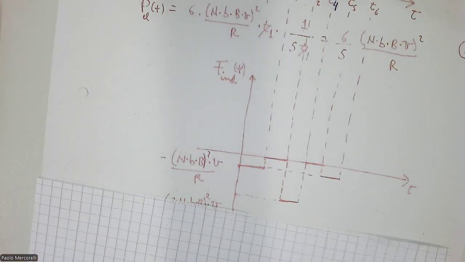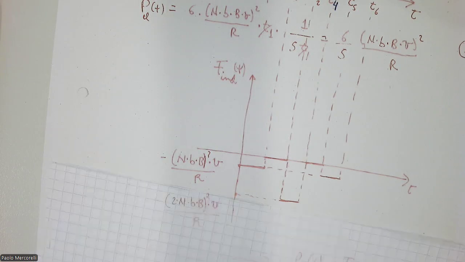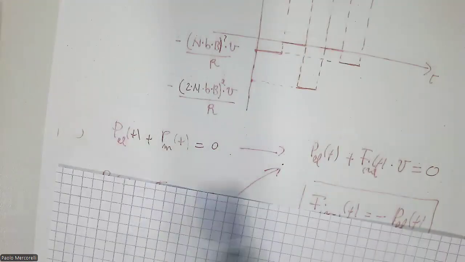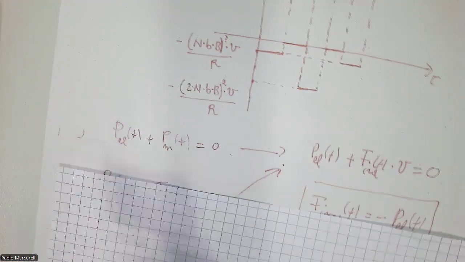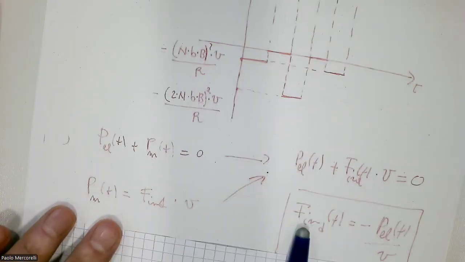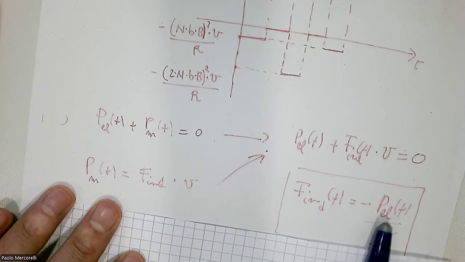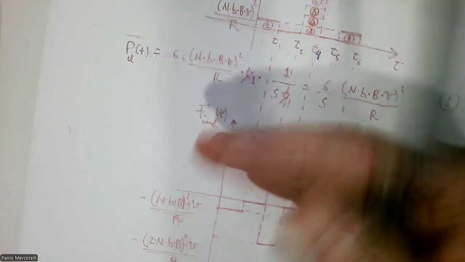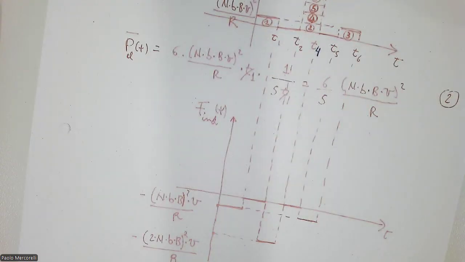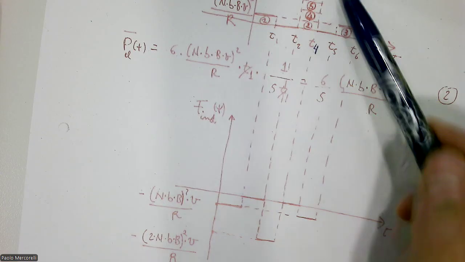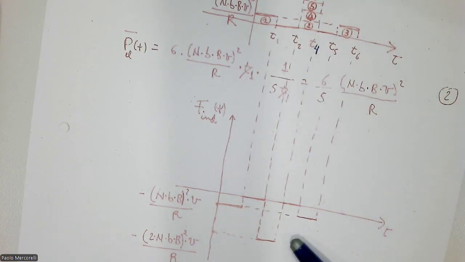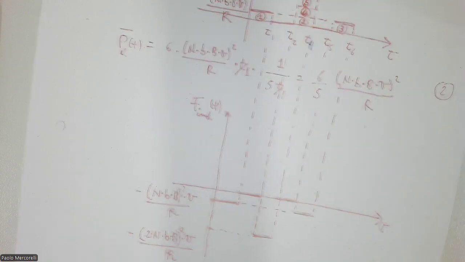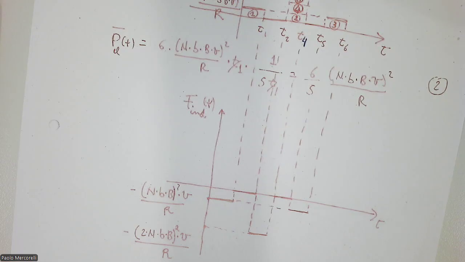What about the brake force? No problem. Look at this. If I would like to suggest, use this: F is minus P electrical divided by V. This means you consider this graph, you do the symmetry with respect to the time axis. You can see this symmetry with respect to this axis. Excuse me. These two graphs are symmetric with respect to this axis here.